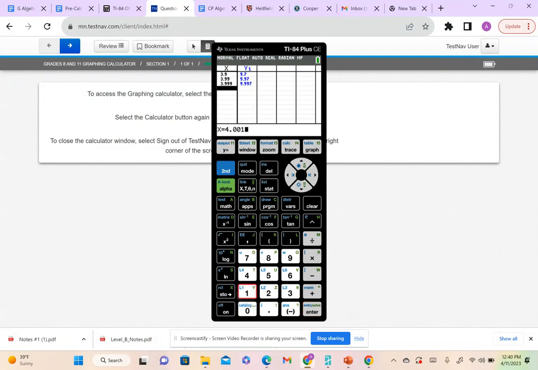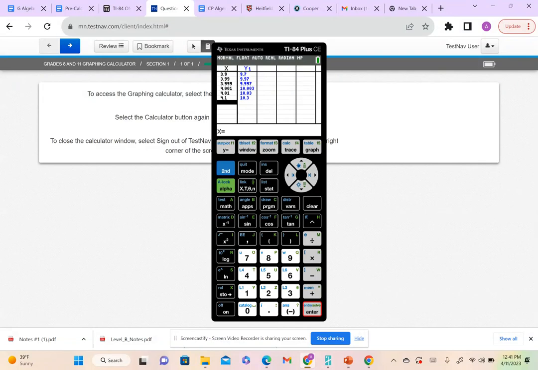Here's what you will do. 4.001, 4.01, and 4.1. So 4.001, 4.01, and 4.1. What you're looking for is what it's approaching coming this direction and what it's approaching coming this direction. What are we approaching?